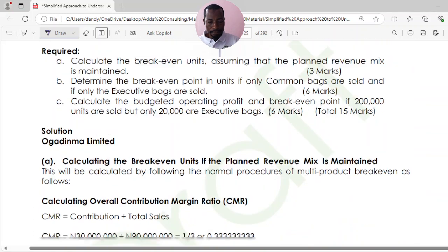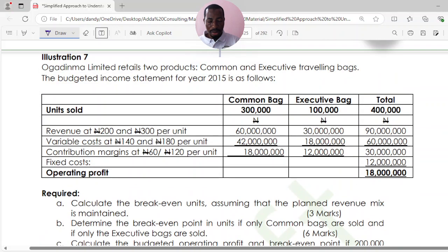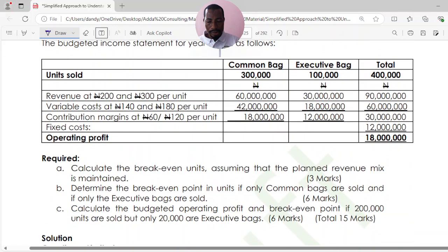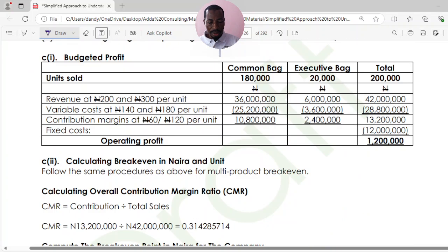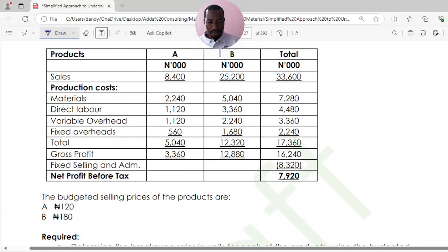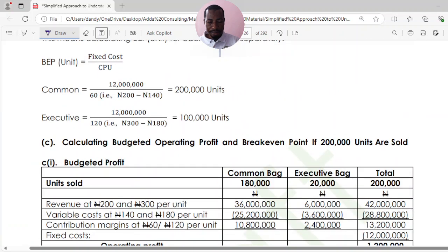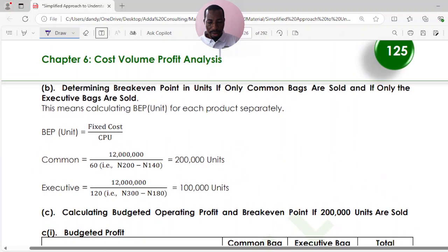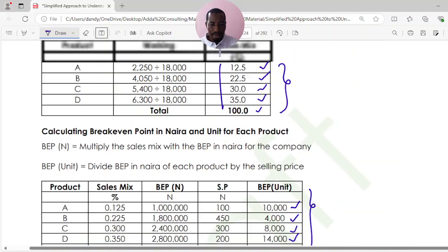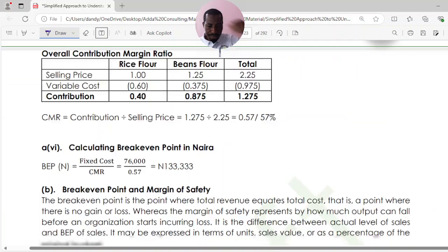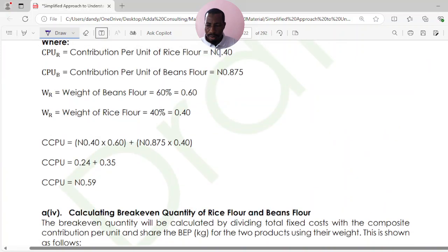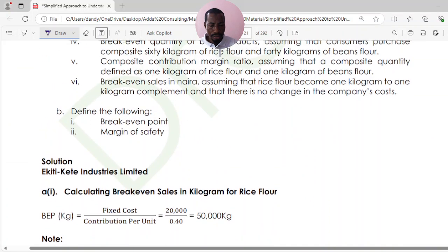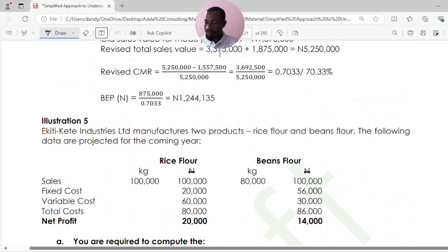All right. So let's solve this illustration number. Should we solve this one? Let me see if I have something more interesting. Okay. Let me see. Let's have one more. Okay, let's solve this illustration number 5.